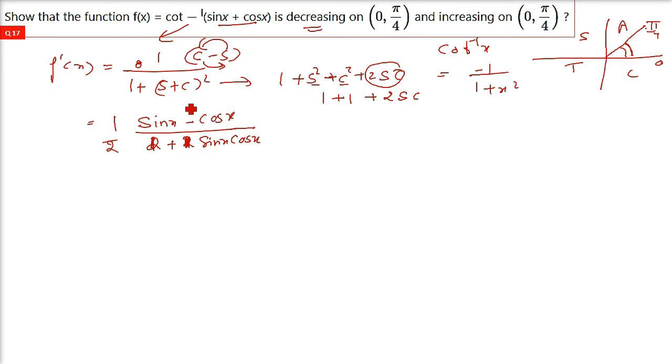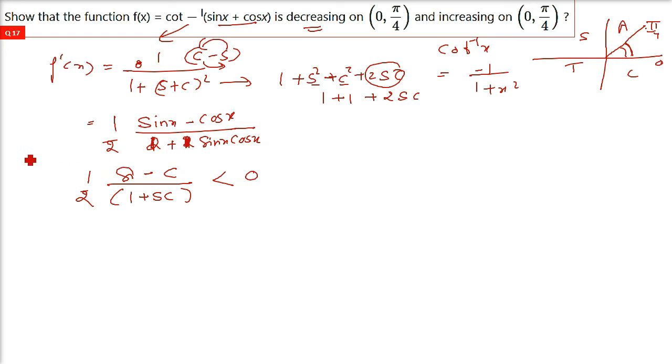So f'(x) should be less than 0. And it should be increasing in π/4 to π/2. There is a slight mistake in the question which is written here, I'll just change it just now. So first we'll show it decreasing in 0 to π/4. I'm writing it short because it will take time.